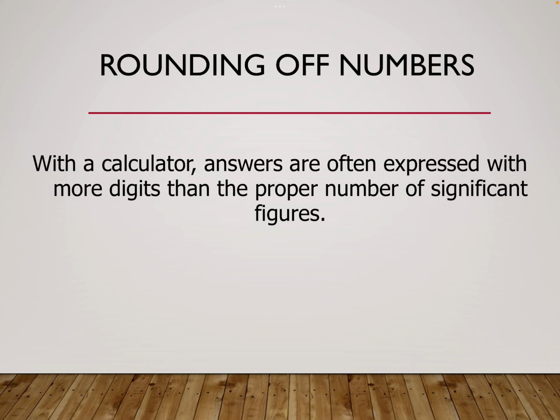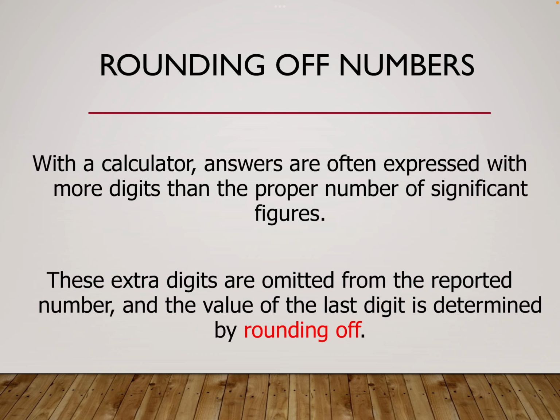Okay, so I want to be super clear. When you punch things in your calculator, don't just write down what your calculator says because it may tell you more digits than you can actually record. So we're going to learn some rules as to how many digits we actually write down. Okay, so those extra digits that we don't need, right? Say we need to round something to 3 digits or 4 digits. We are going to just knock those off, and we may need to round that last number up or down depending on what it is. Okay, so the value of the last digit, we will use this rounding off.